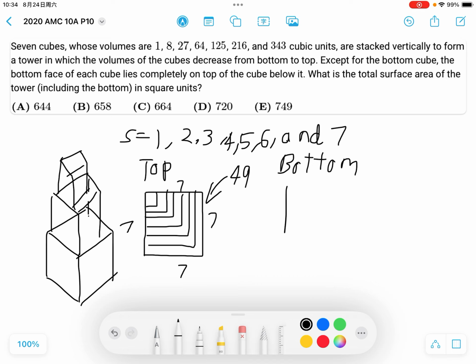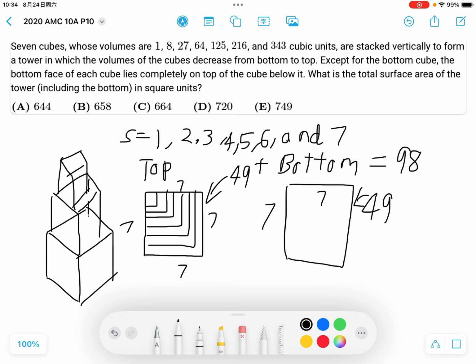And then the bottom view, you just see one lonely square there with a side length of 7, like that. So that's just going to be 49 again. So the top plus bottom is going to be 98 square units.